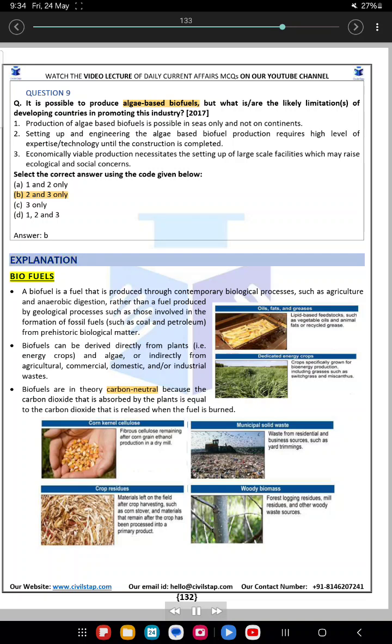Explanation. Biofuels. A biofuel is a fuel that is produced through contemporary biological processes, such as agriculture and anaerobic digestion, rather than a fuel produced by geological processes such as those involved in the formation of fossil fuels such as coal and petroleum, from prehistoric biological matter.